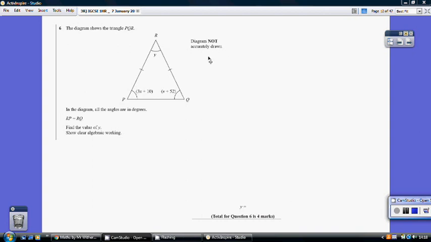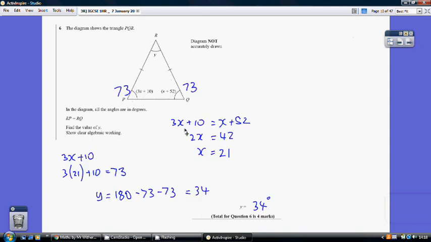Question 6. Well, the key bit here is to appreciate that this is an isosceles triangle, and we know that because of these two dashes here indicating that those two lengths are the same. Now, what do we know about an isosceles triangle? We know that the base angles are equal. So 3x plus 10 has got to equal x plus 52. So we've created an equation.